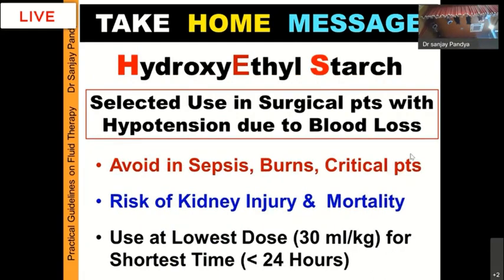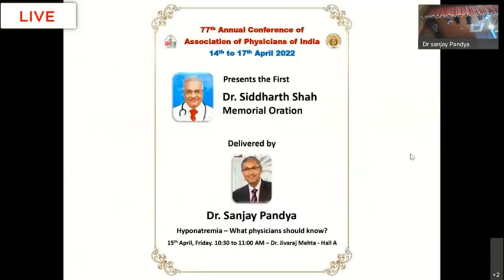Hydroxyethyl starch, used selectively. It's not contraindicated. It's not out of the market. Avoid in medical ICU. Avoid in sepsis, burns, critical patient. Avoid in AKI patient. There is a risk of kidney injury and increased mortality in such patients. In a surgical patient, to replace blood loss, give the lowest dose, 30 ml per kg, and for the shortest period, that is less than 24 hours.